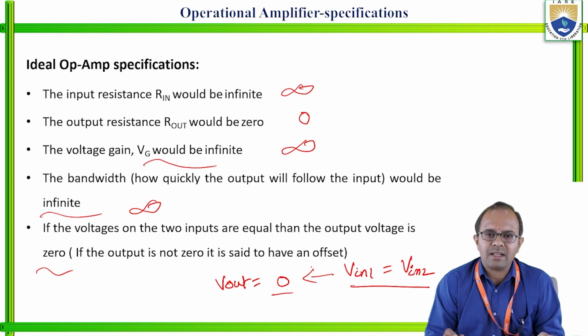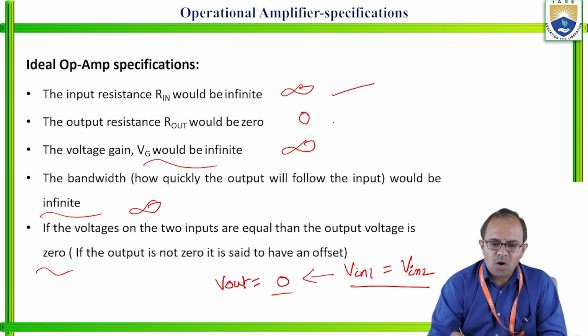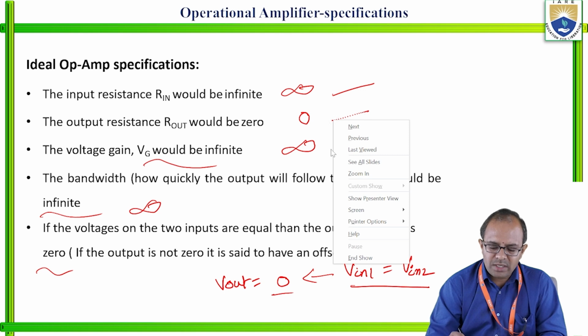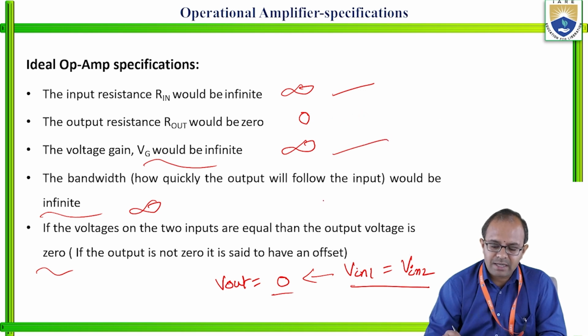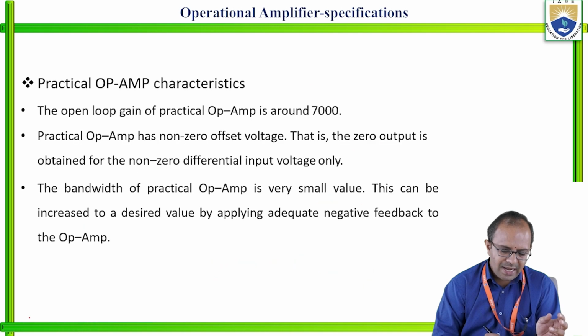These are the ideal characteristics or ideal specifications of the amplifier. So what are they? Input resistance infinite, output resistance 0, voltage gain infinite, bandwidth infinite, and output voltage equal to 0 when both the inputs are the same.